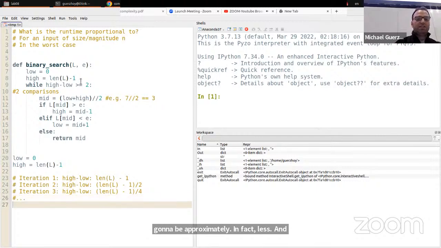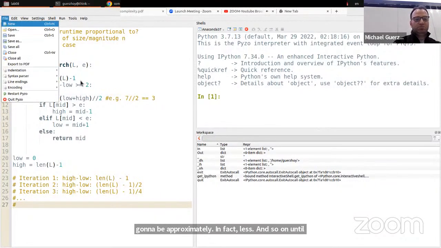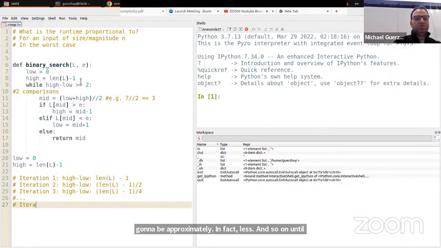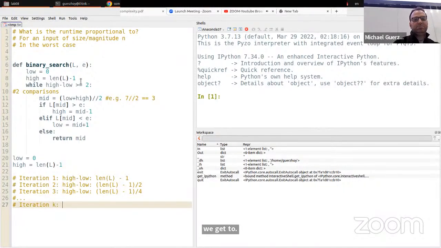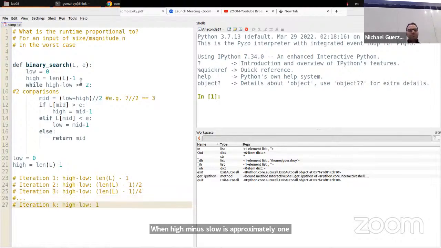And so on until we get to iteration k, when high minus low is approximately 1. So if the question is, how many times does this loop run? Well, the answer is k, as much as it takes to get from length of L minus 1 down to just 1.